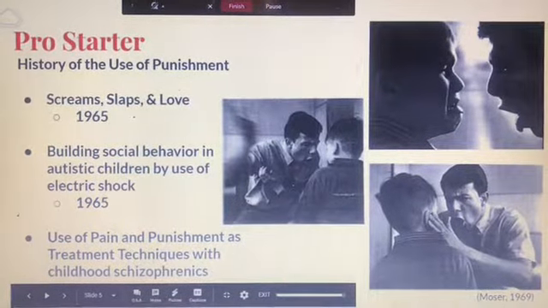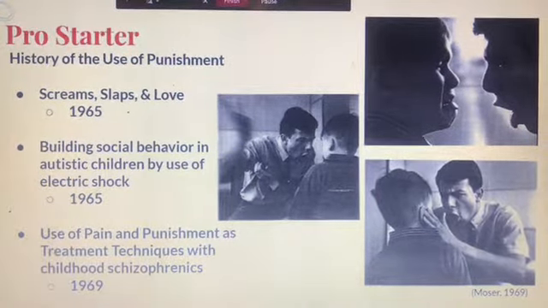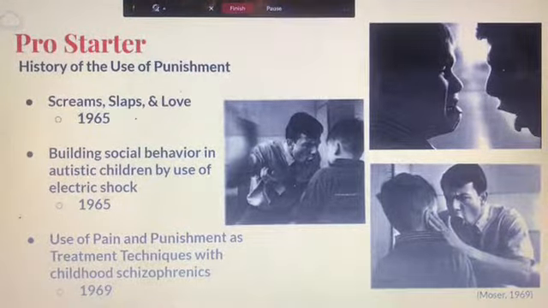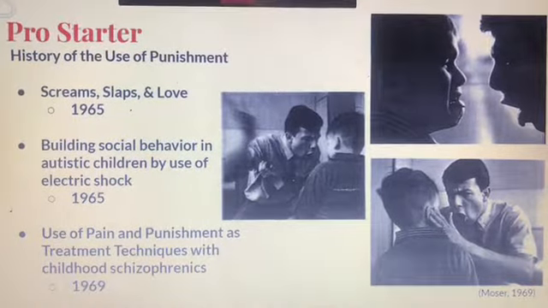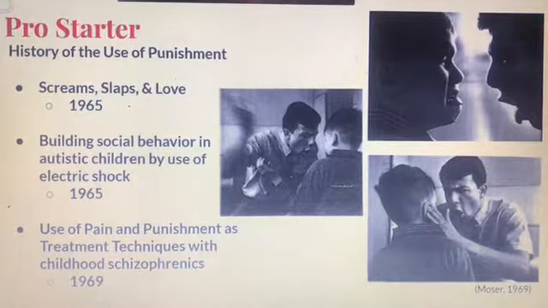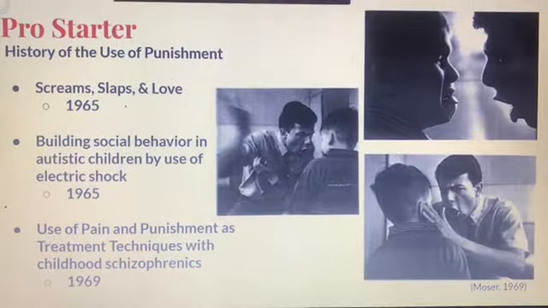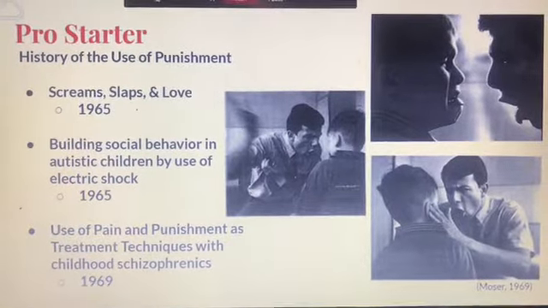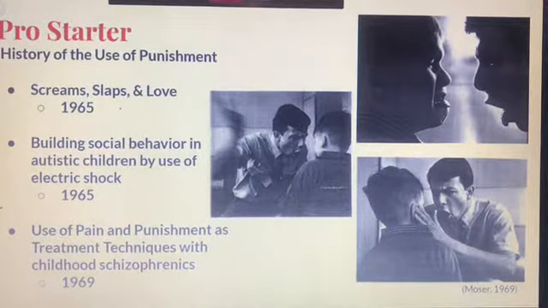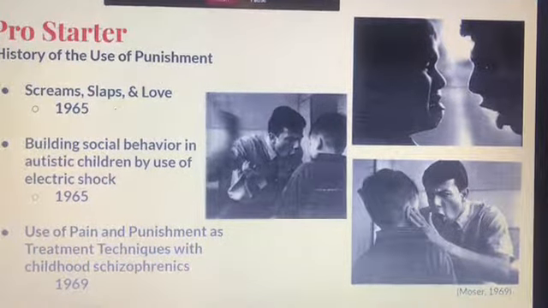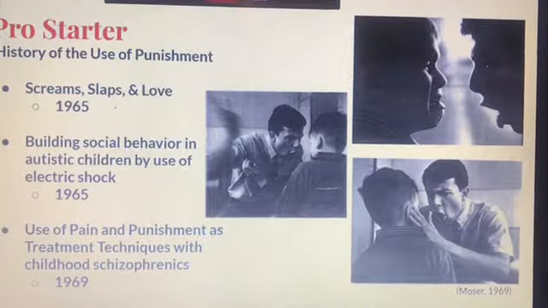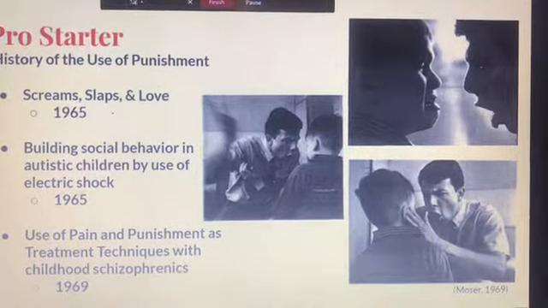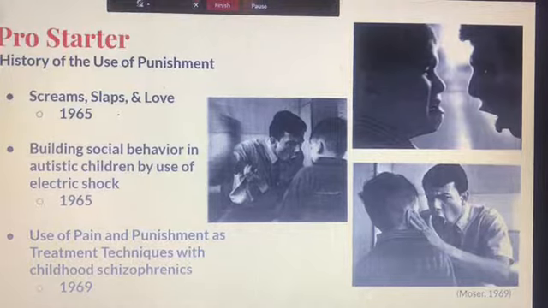Next, I would like to give you a brief history of the use of punishment. In 1965, an article titled Screams, Slaps, and Love examined how screaming, slaps, and love accompanied by shock treatment was used as a treatment procedure for four children with what was then known as a special form of schizophrenia called autism. The pictures to your right show a visual illustration of how these treatments were administered. As you can see, the little boy is being reprimanded and yelled at, also screamed at, and even hit, struck in the face by a slap.